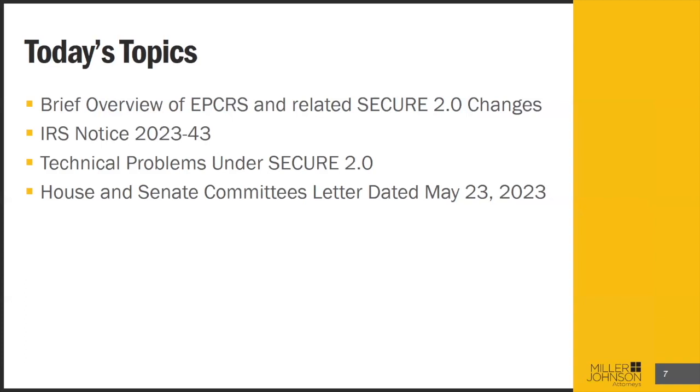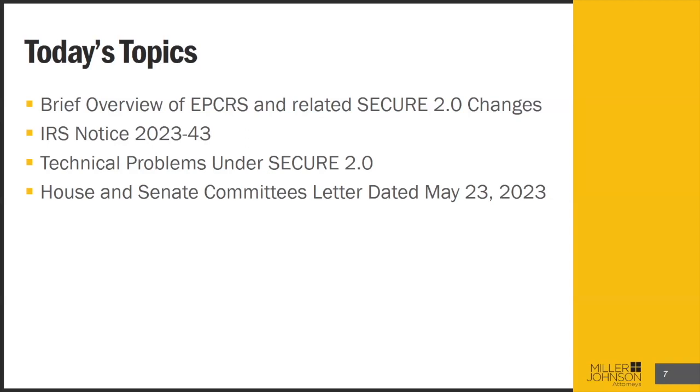So in terms of an overview of our short webinar today, we'll talk about the current process for correcting retirement plan administration errors under the Employee Plans Compliance Resolution System, which is that EPCRS referred to in the top bullet, and then the changes to that process that were made under Secure 2.0, which, as you might know, was the kind of major retirement plan legislation that was passed at the very end of 2022 last year.